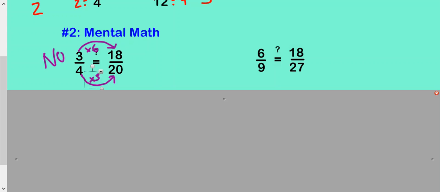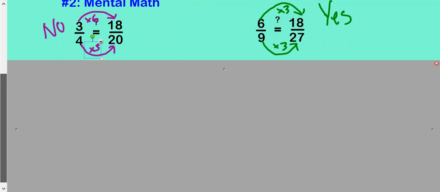Okay, and then the second example, we have 6 over 9 and 18 over 27. So we ask ourselves, what do we need to multiply 6 by to get to 18? And this would be times 3. And 9 to get to 27 would also be multiplying by 3. So these two ratios do form a proportion. Okay, so make sure you have these examples down in your notes. Mental math allows us to say, what can we multiply the first ratio by to get to the second ratio? And if we can multiply the top and the bottom by the same number, then we do have a proportion.